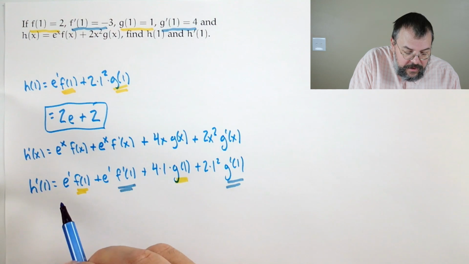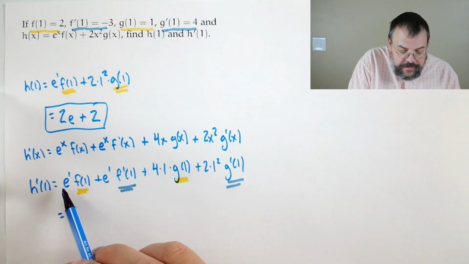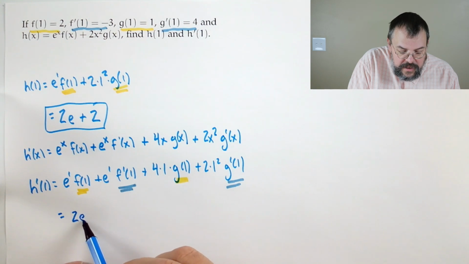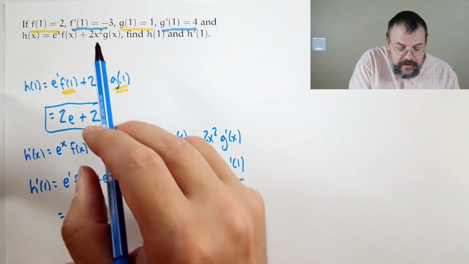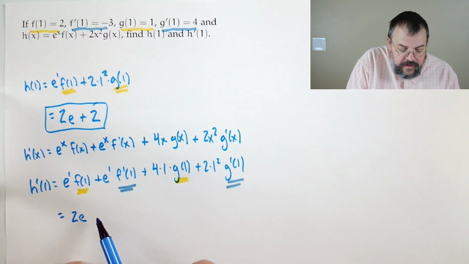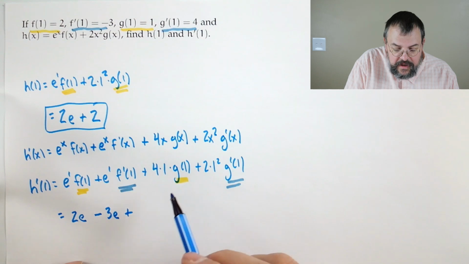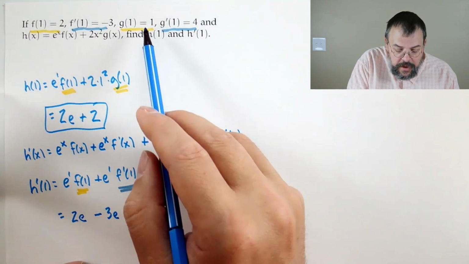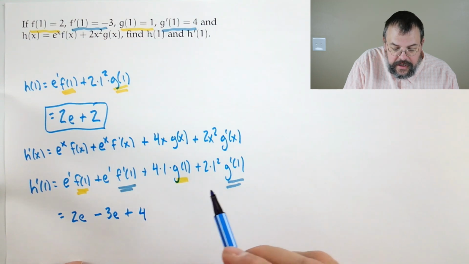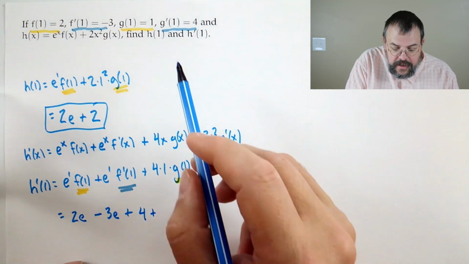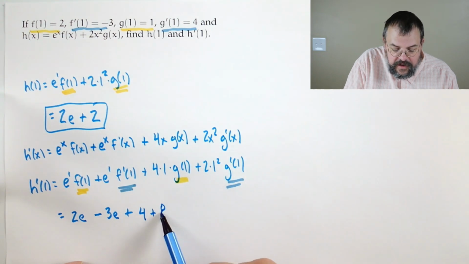So what we're going to do is plug in what we know. We get e times 2, because f of 1 is 2, so 2e, plus e times f prime of 1. f prime of 1 is negative 3, so that'll be minus 3e. Plus g of 1 is 1, so 4 times 1 times 1, so plus 4. And g prime of 1 is 4, so we get 2 times 1 times 4, which is 8.